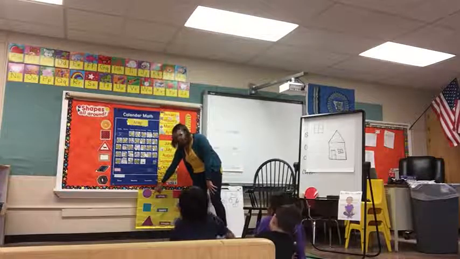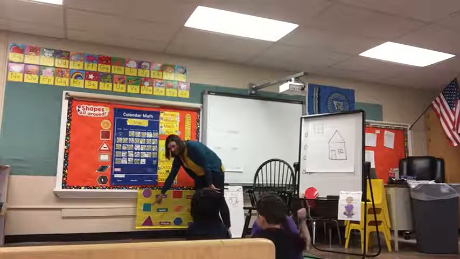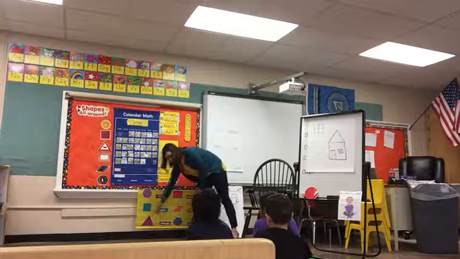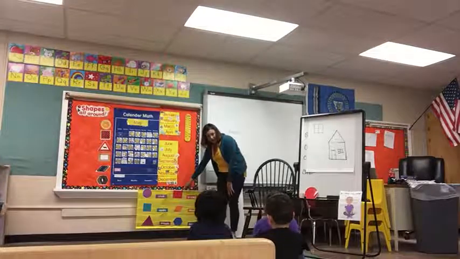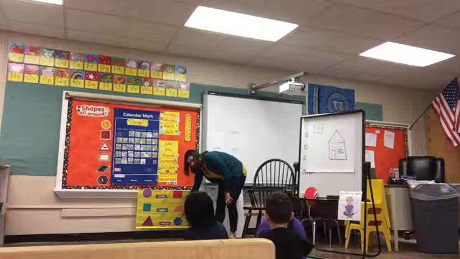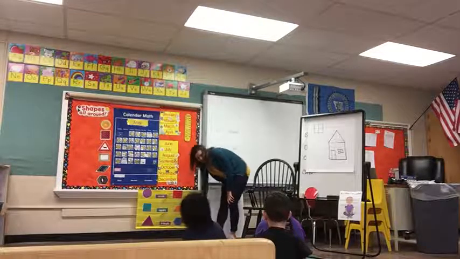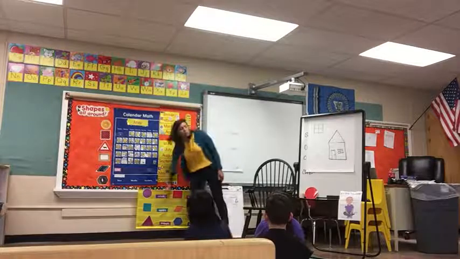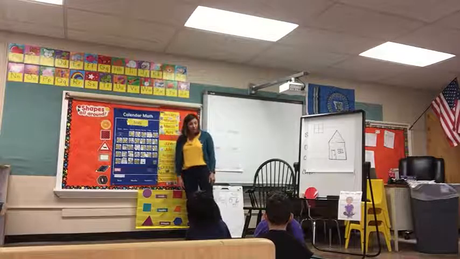This shape is a circle. This shape is a square. This shape is a triangle. This shape is a rectangle. This shape is a rhombus. This shape is a hexagon. Very good. These are our two-dimensional shapes, the shapes we already know.